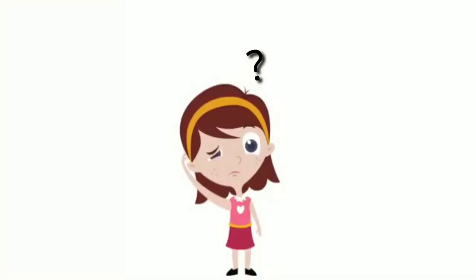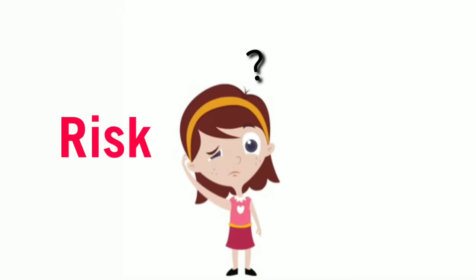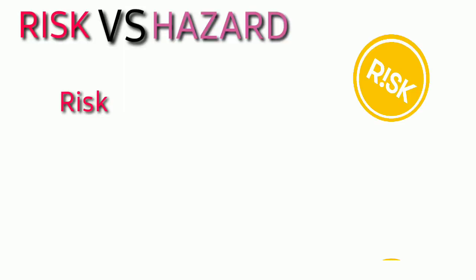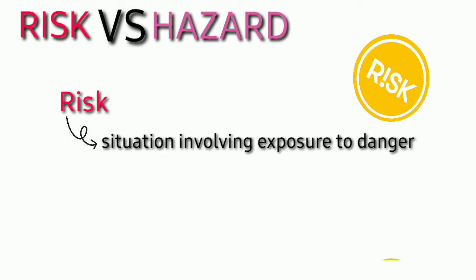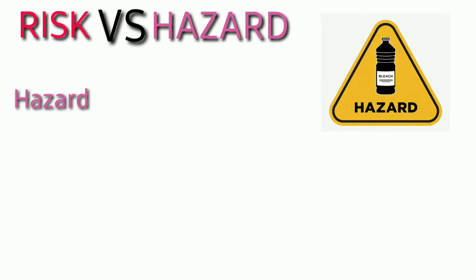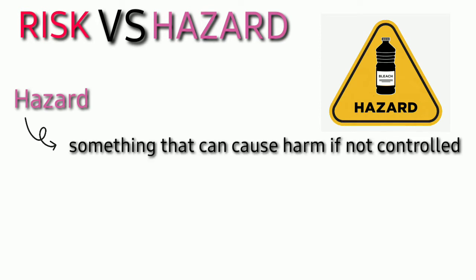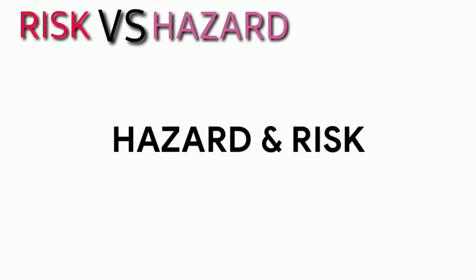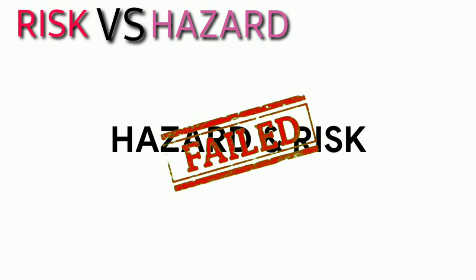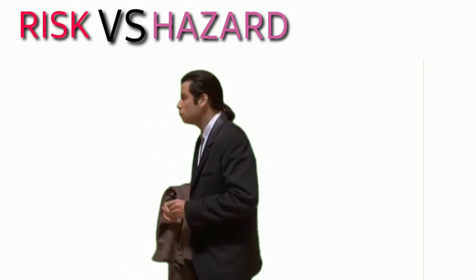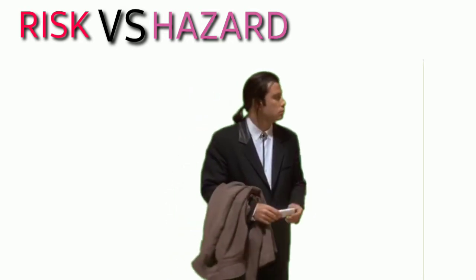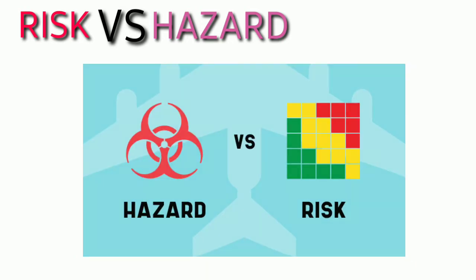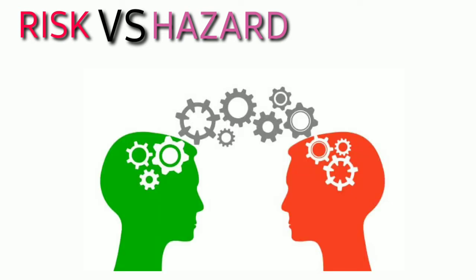But before we proceed to eliminating the risk or hazard, let us first determine the meaning of risk and hazard. Risk is a situation involving exposure to danger, while hazard is something that can cause harm if not controlled. According to my research, many people fail to distinguish between a hazard and a risk. They think that risk and hazard are the same. To further understand risk and hazard, watch this clip.